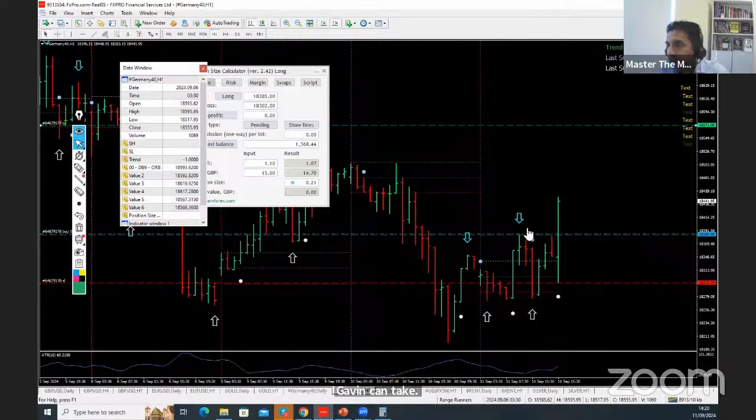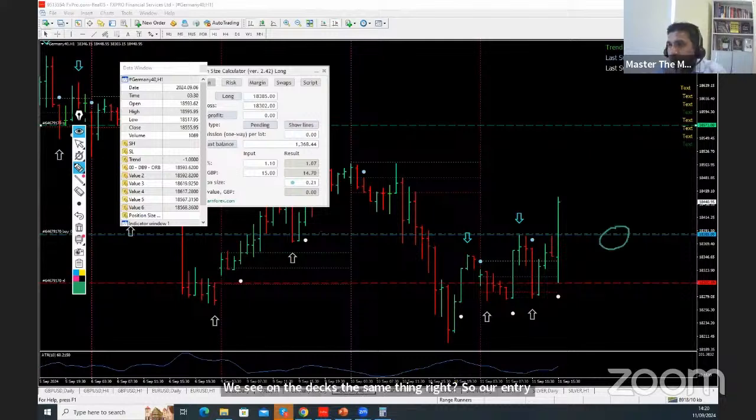See on the DAX, the same thing, right? Our entry was here on the blue line, as Gavin was explaining the others in terms of range capture. I saw that cable already had done its range, right? So let go of it, look for other instruments, thousands of instruments on the market. That's one of the biggest beauties of it. Look at something else which is about to move.